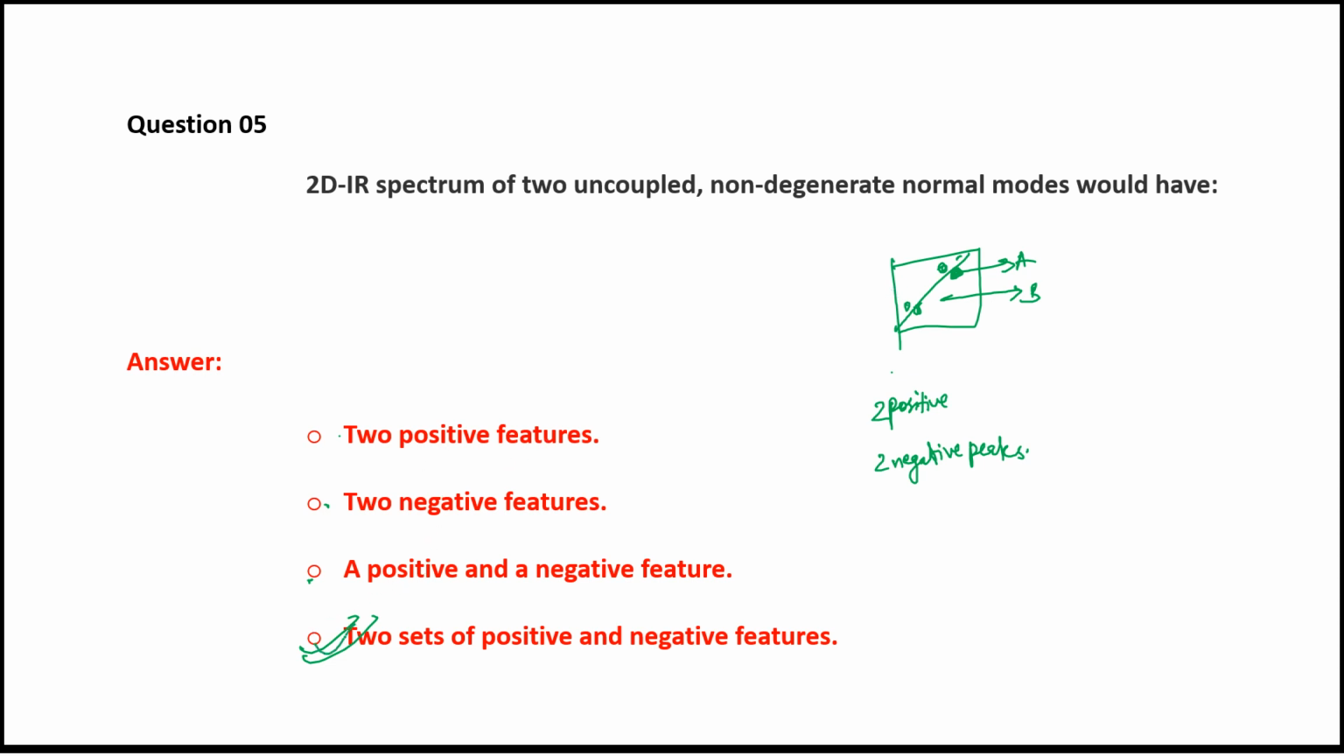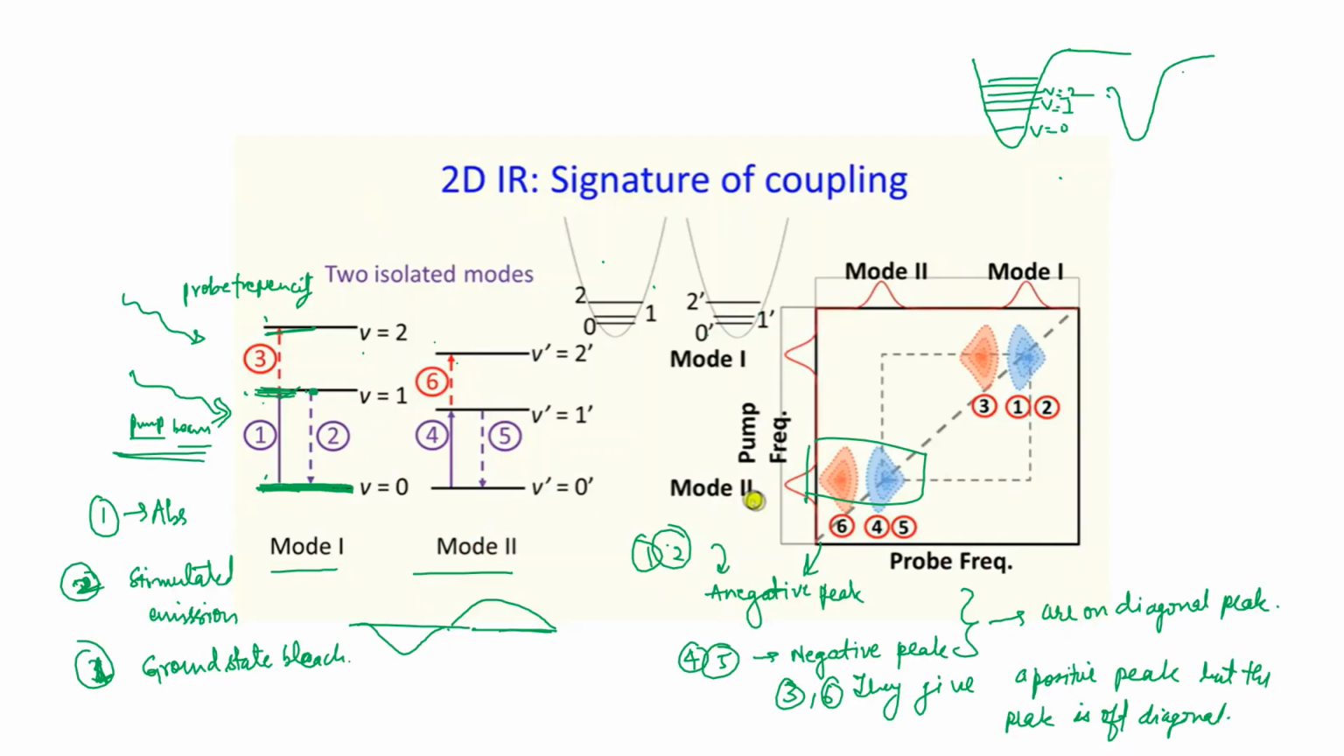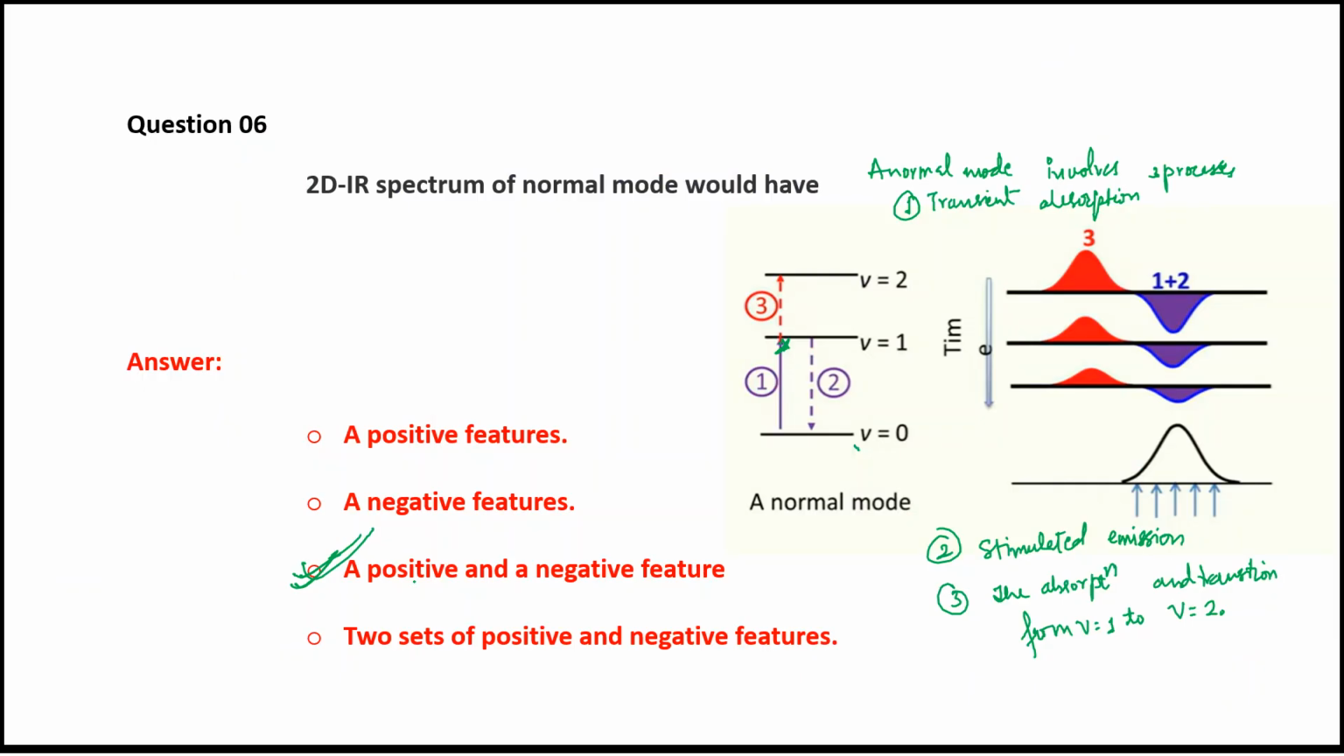Okay. Next, we'll go to the next question which we had discussed, question number 6. Now they have given a normal mode with levels 0, 1, 2. They said there are positive and negative features. Why does it happen? A positive feature is because of the absorption from 1 to 2. The negative feature is due to the transient absorption.